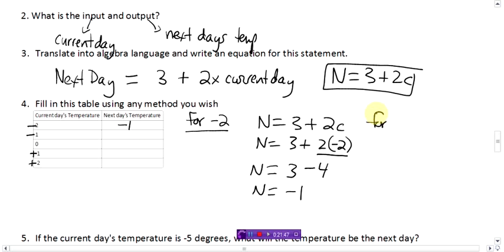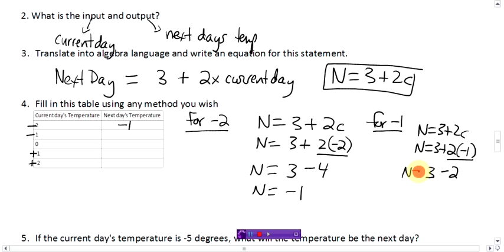Let's try that for the next one, which is the current day's temperature being -1. N equals 3 plus 2C. N equals 3 plus 2 times what we're subbing in, -1. Do that first. 2 times -1 is -2. Bring down the 3. And that gives you 1. So when the current temperature is -1, next day it'll be 1 degree.